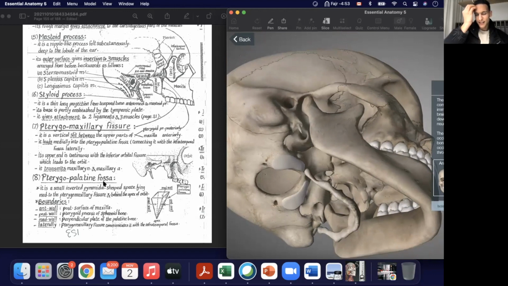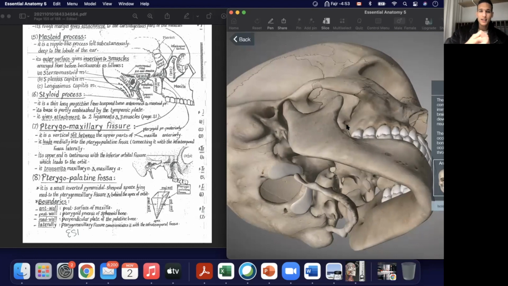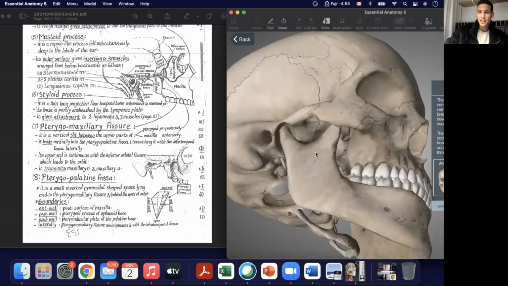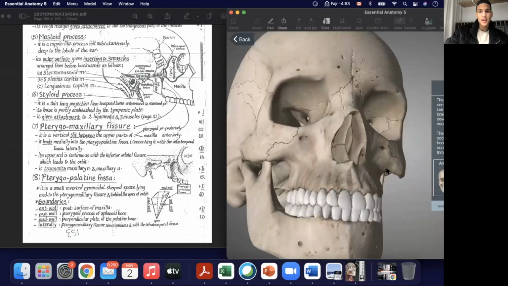For our practical, it was so tough to really understand this part. But fortunately enough, I had a skull in my hand. I could take it apart and really know what this is. The pterygopalatine fossa is an inverted pyramid, like a space, but inverted. It's medial to the pterygomaxillary fissure. Medial means deeper in, right? So lateral, medial, okay? It's behind the apex of the orbit.